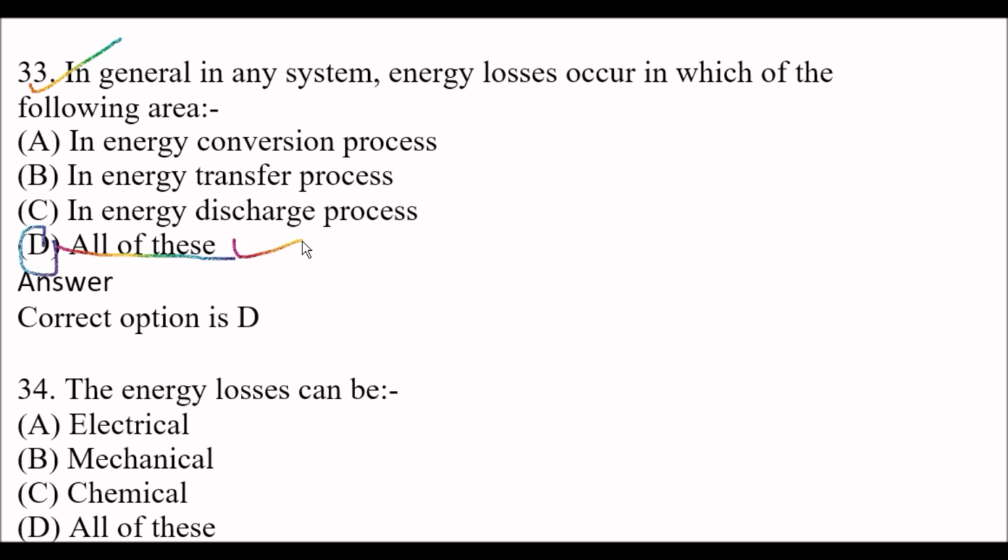Okay, so in general, any system energy losses occur in energy conversion process and in energy transfer process and in energy discharge process. Okay, so they all are area about it. Next question.